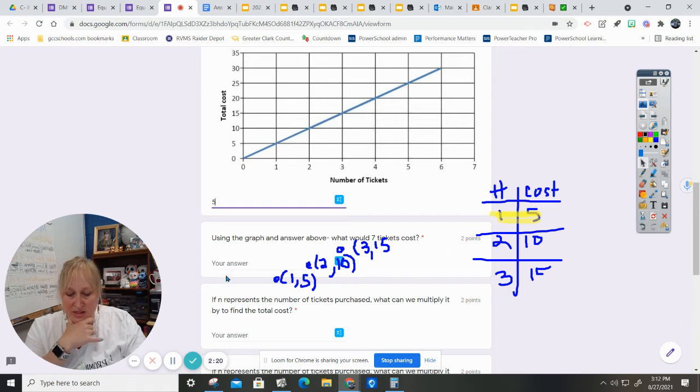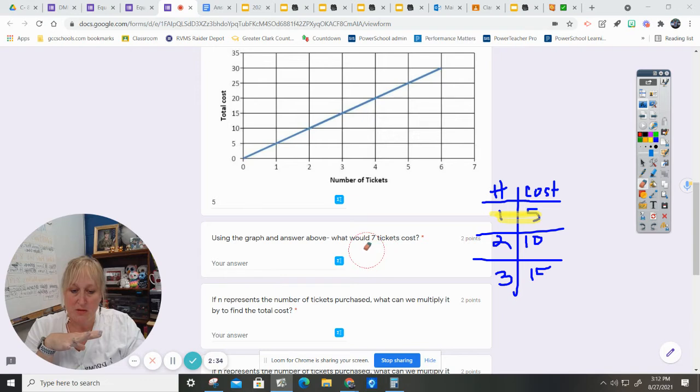I don't want to erase anything. If N represents the number of tickets purchased, what can we multiply it by to find the total cost? Let me read that again because that sounds awful. If N represents the number of tickets, so N is this up here, okay? What can we multiply it by to find the total cost? I believe that answer would be 5, but I'm going to double check.